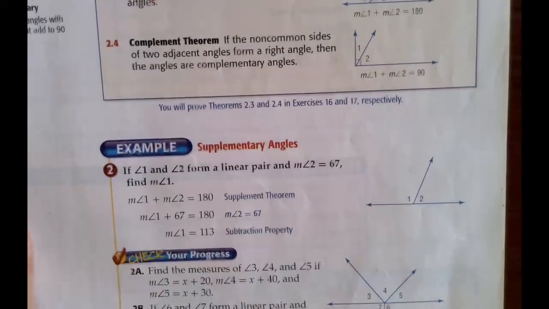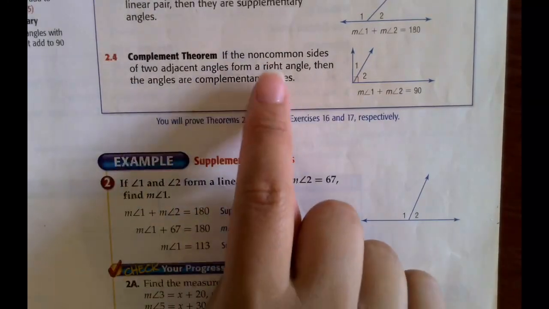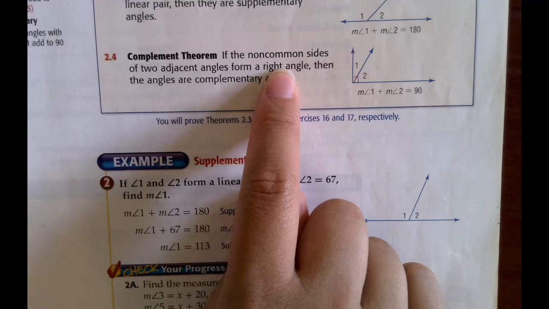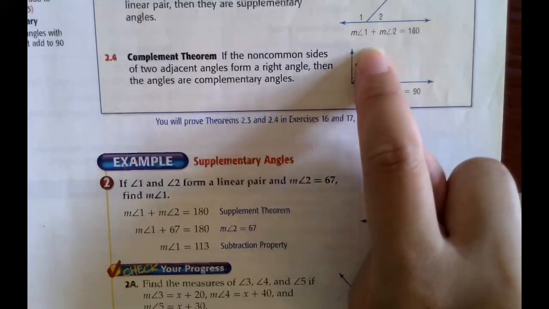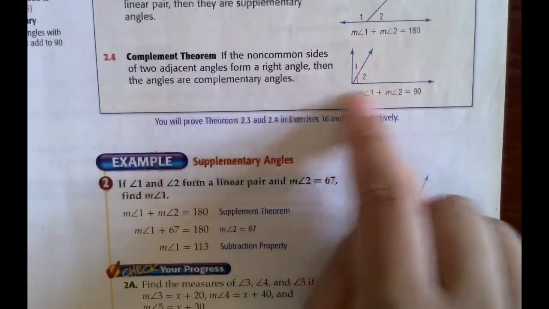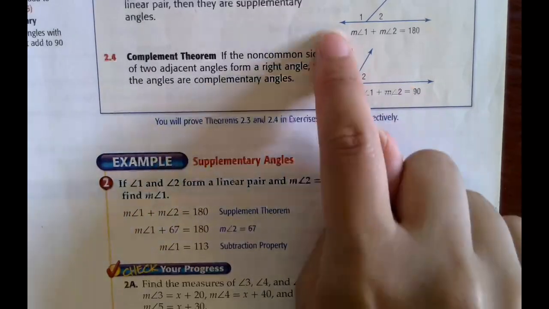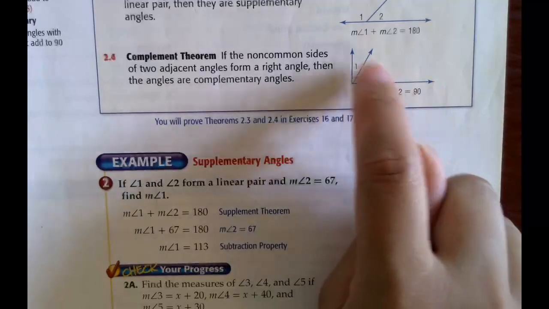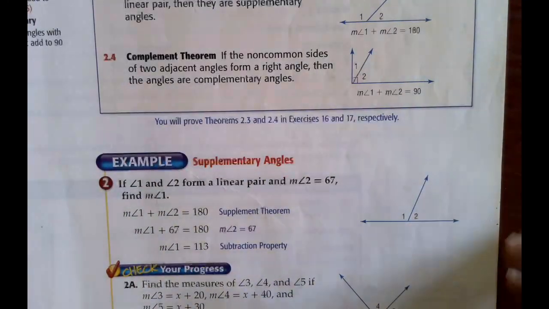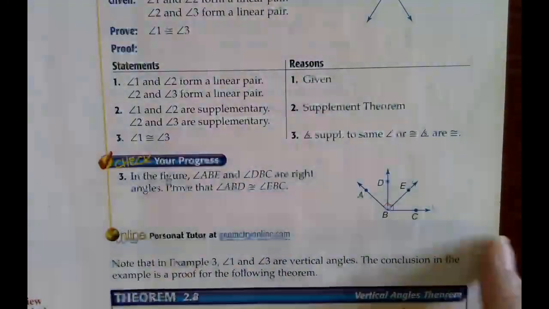Okay, and then a complement theorem is if the non-common sides of two adjacent angles, so in that case, that would be this one right here. These two here. If the non-common sides of two adjacent angles form a right angle, then these two angles are complementary. They add up to 90 degrees. Right?